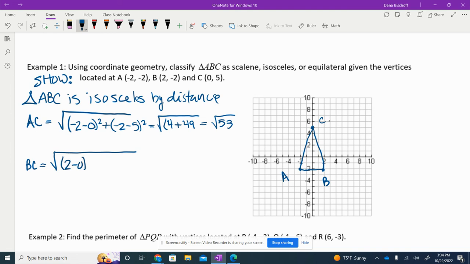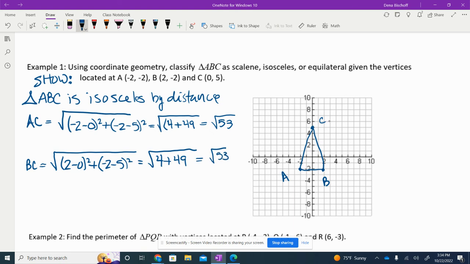So B to C. 2 minus 0, the quantity squared, plus negative 2 minus 5, the quantity squared. Well, 2 minus 0 is 2. When I square that, I get 4. Negative 2 and negative 5 is negative 7, squared is 49. 4 plus 49 is the square root of 53.